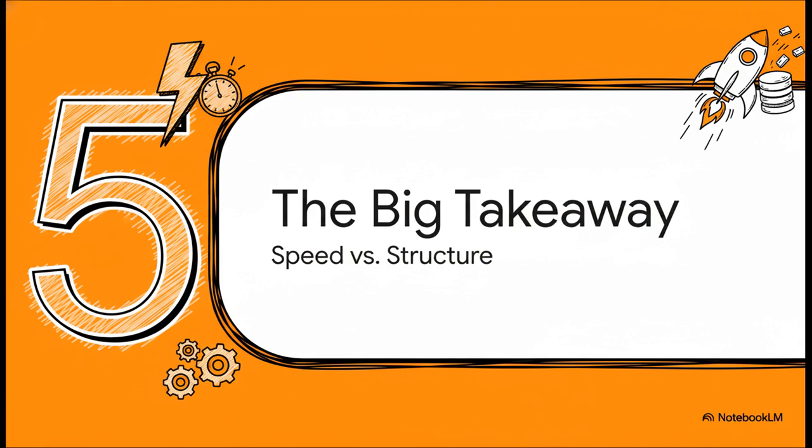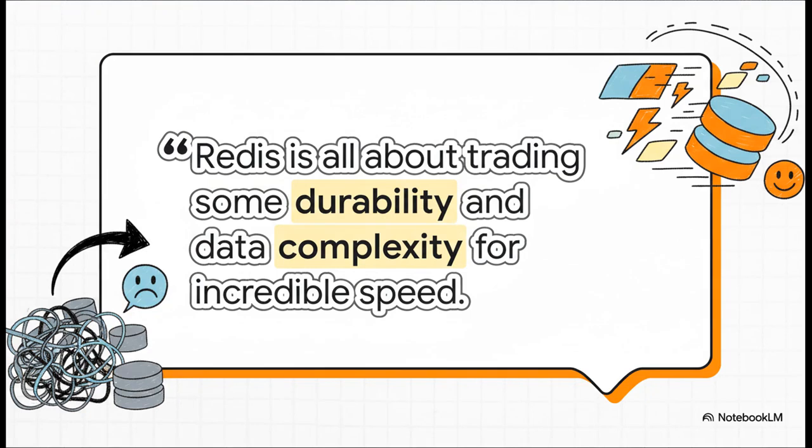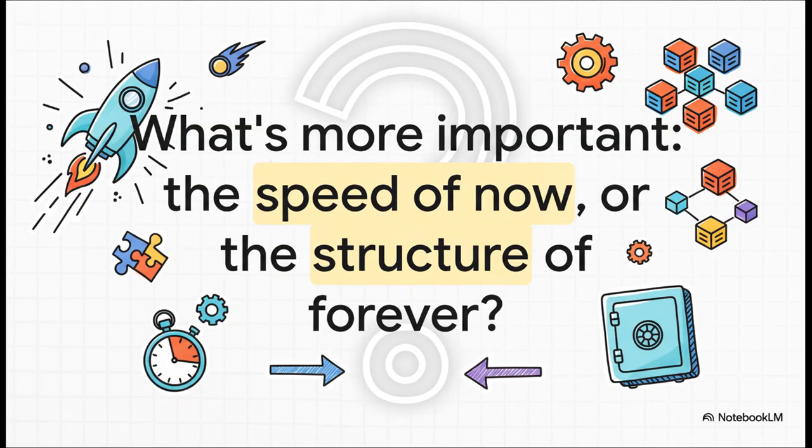If you're going to walk away with just one single idea about Redis, what should it be? It's this. Redis is fundamentally about making a strategic trade-off. You're consciously trading some of the rigid structure and the absolute ironclad durability of a traditional database for mind-blowing, game-changing speed. And really, that leaves us with a bigger question about how we build software today. In a world where users expect everything to be instant, every developer has to ask themselves this. What's more important for this feature, for this app? Is it the speed of right now, or is it the perfect structured data of forever? The answer isn't always simple, and that's what makes tools like Redis so incredibly interesting.